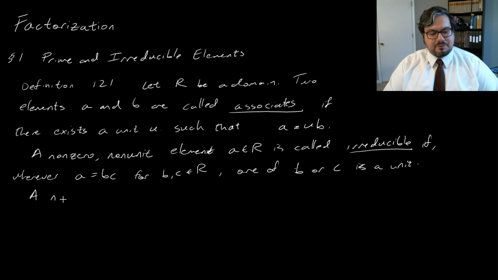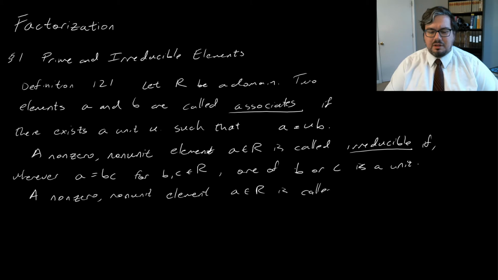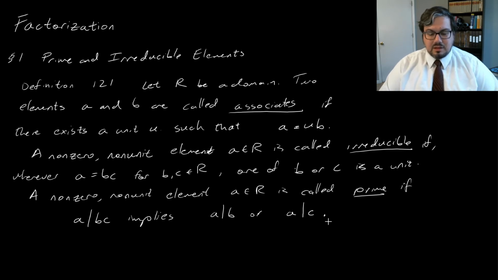Furthermore, a non-zero, non-unit element A in R is called prime, or a prime element, if A dividing B times C implies that A divides B or A divides C. Now, you'll notice that our definition of irreducible looks like the definition that we're familiar with for prime numbers in the integers, and our definition of prime here is generally thought of as a consequence of that. It's a theorem that you prove about the prime numbers.